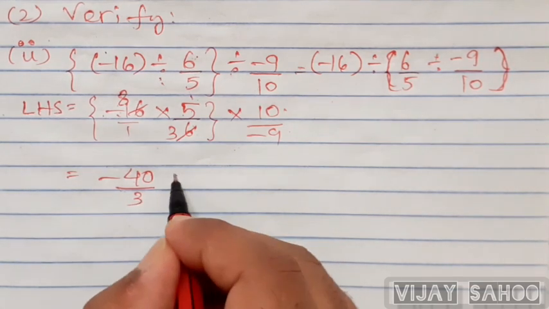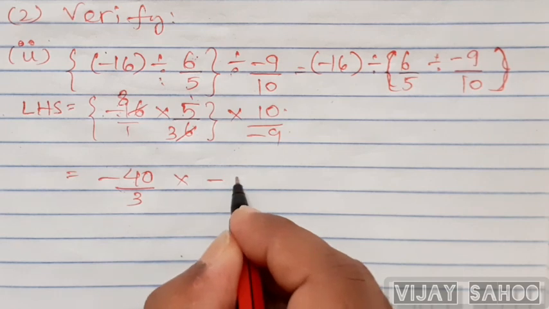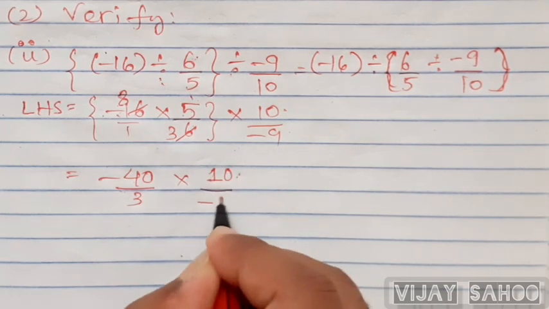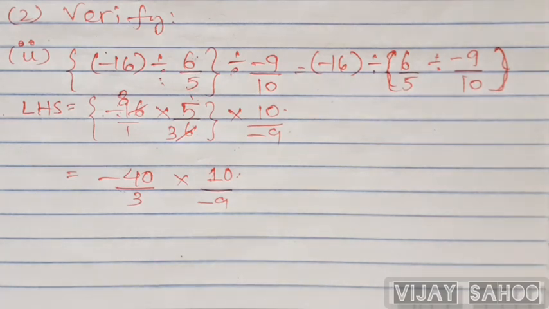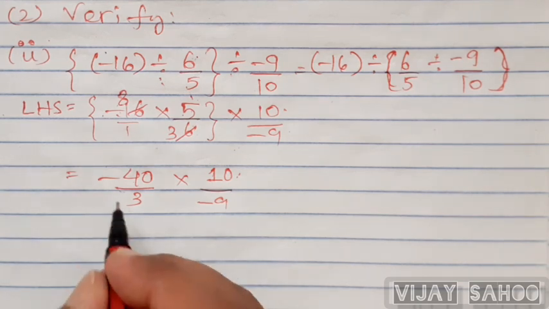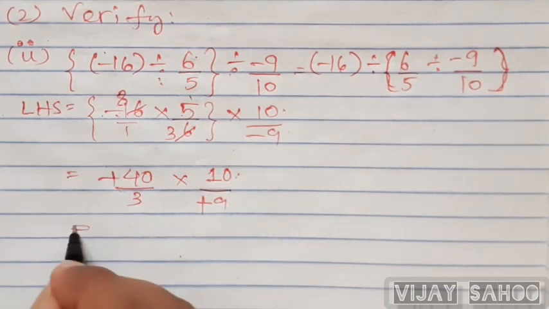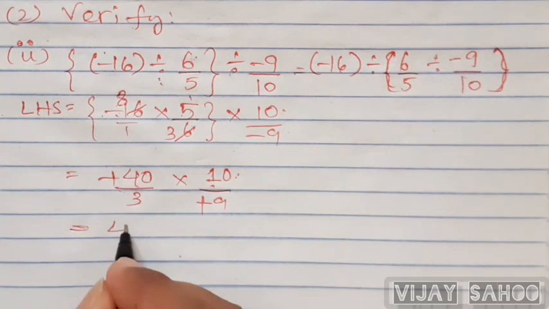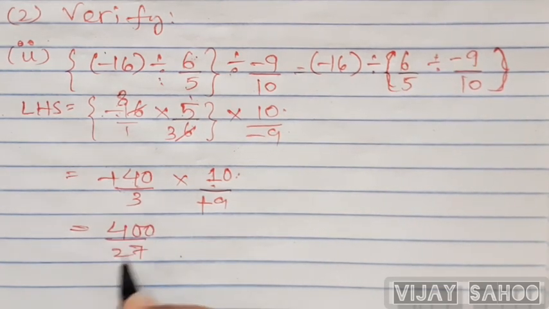Next is 10 by minus 9. Now is there any cancellation possible? No, not possible. So the answer will be, minus minus gets cancelled out, 40 into 10 is 400 upon 27. This is your LHS value.